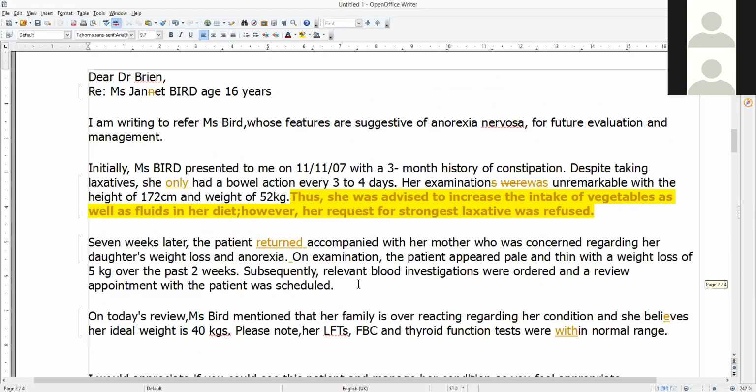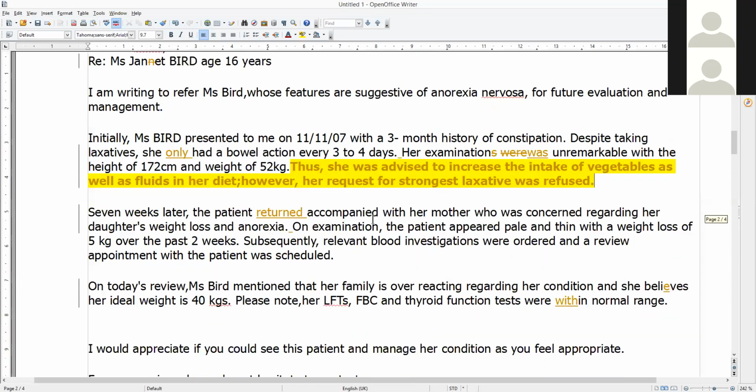All I would do, as I say, change that and change the order of this, yeah? So she requested a laxative, you turned her down, but instead you advised her to increase her intake. Okay, so not bad at all. I would just change that around.